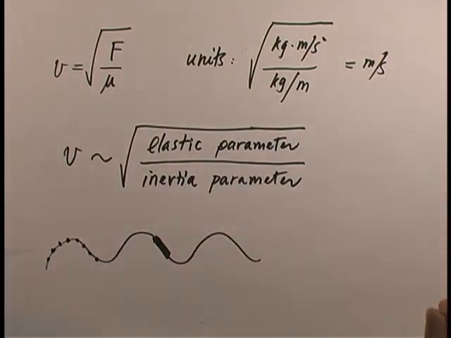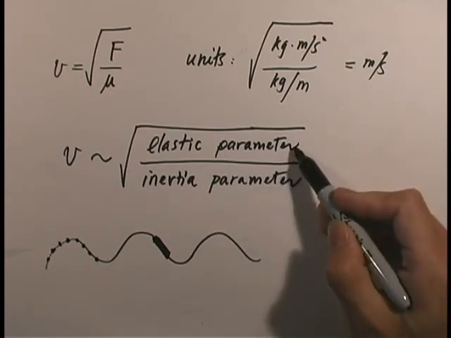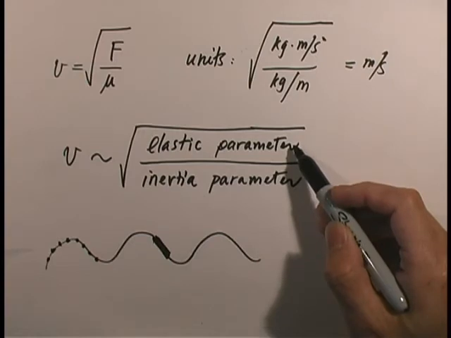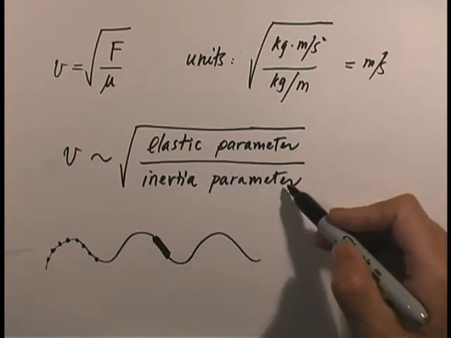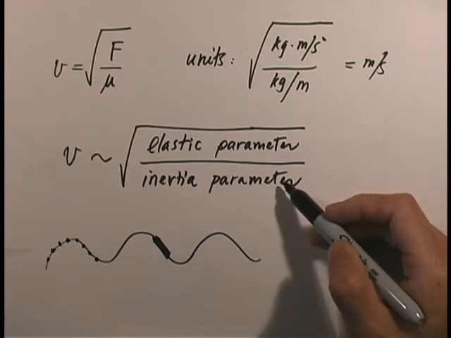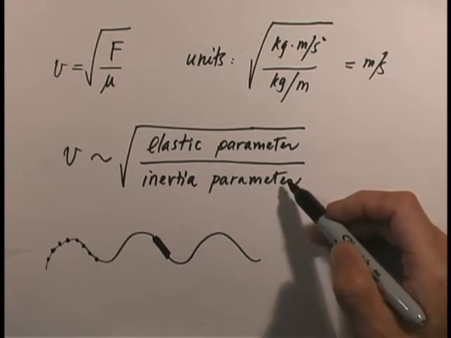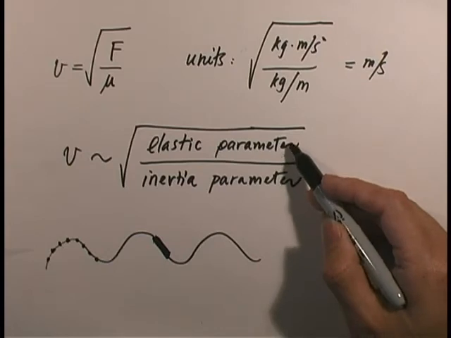Generally speaking, any elastic wave, okay? Wave on a string is just an example. For any elastic wave, the speed of the wave is always determined by two competing factors. One is the elastic parameter. The more elastic the medium is, the faster the wave propagates. And the other is the inertia parameter. The more inertia the medium has, the slower the wave. So it's always the competition between the two.